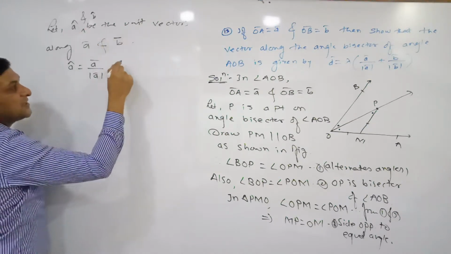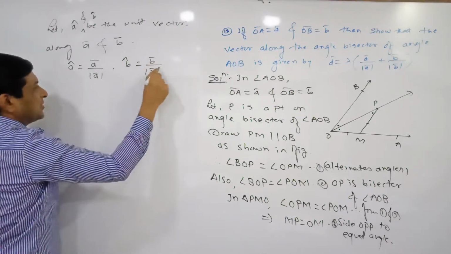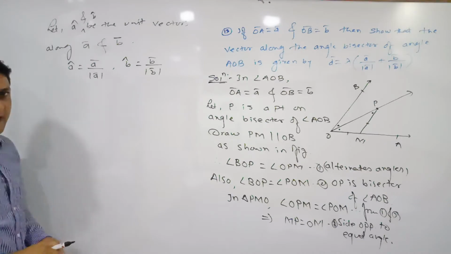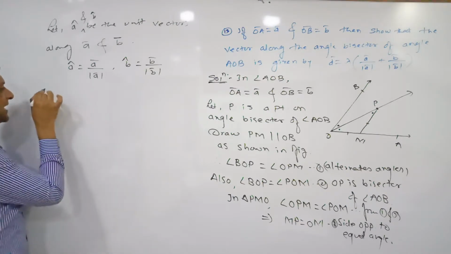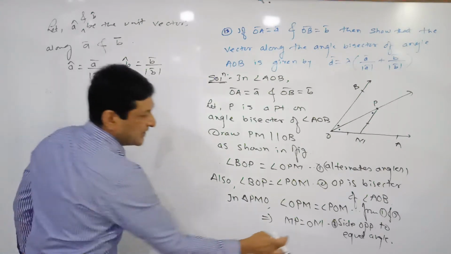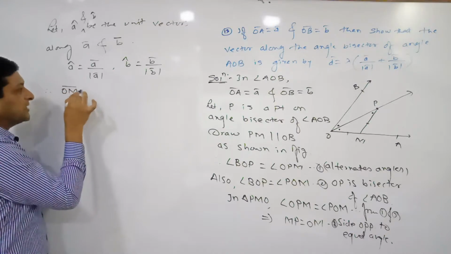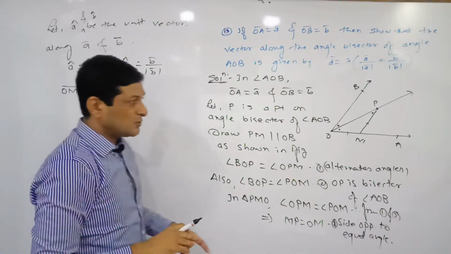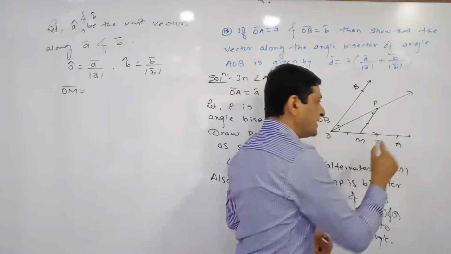B bar. So therefore B cap will be equal to B bar divided by magnitude of B bar. Already we know that a unit vector can be found by applying this formula. So now we are trying to find the value of OM bar here. OM bar is equal to, now this OM bar and A bar are collinear vectors.